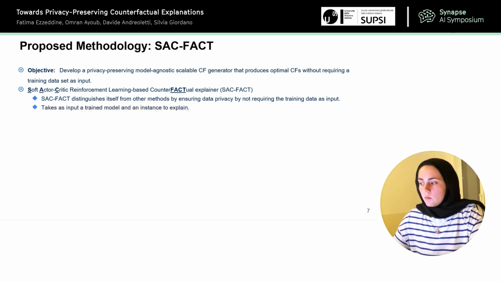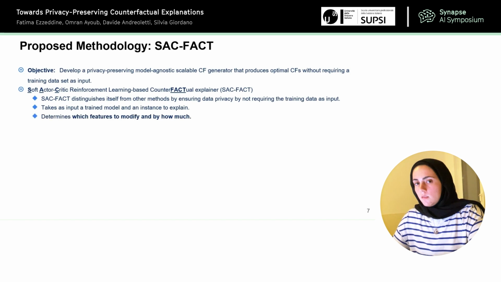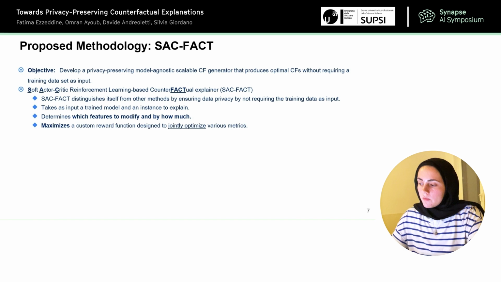So SAC-FACT, which is soft actor critic reinforcement learning for generating counterfactual explanations, distinguishes itself from other methods that take the training data as an input. It takes as an input a trained model and the instance to explain, without the training data points. SAC-FACT will give as an output which feature we have to modify, and for each feature how much we should modify it. So the action space is the feature and the amount to be changed in this feature.